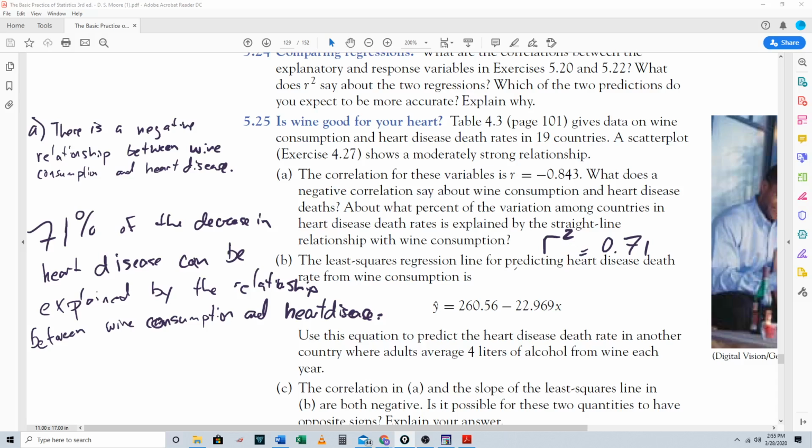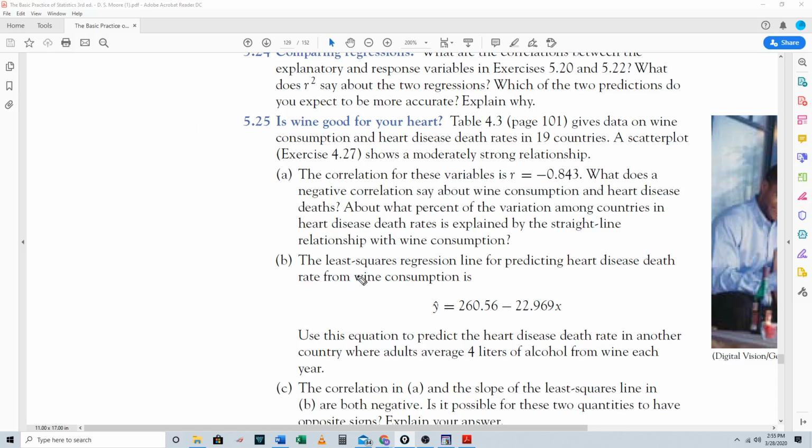All right, so part B. That's the least squares regression line. Is that what I have in my book? Hey, it is. Something's actually correct. Okay. So, use the equation to predict. Oh, just plug in 4. That's all you do. Plug in 4.